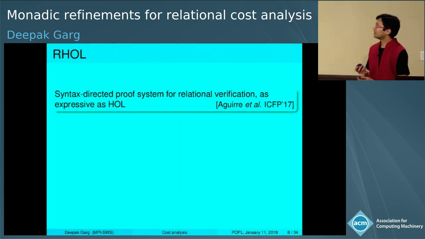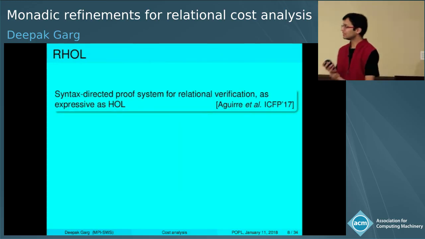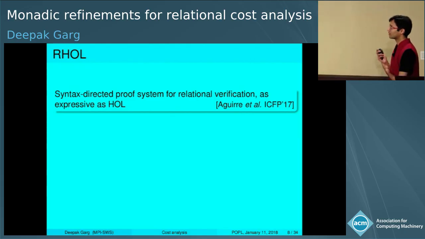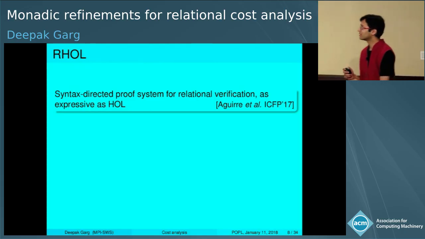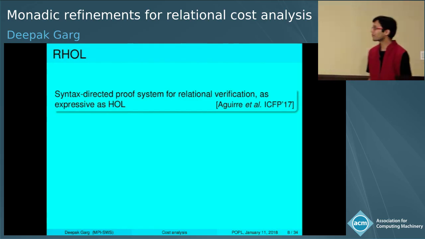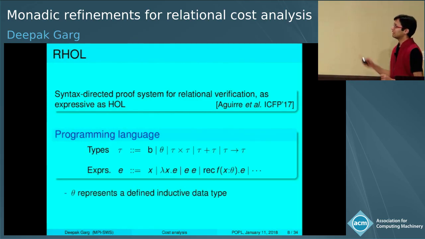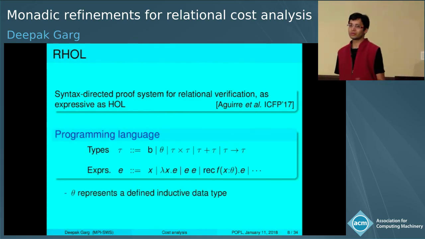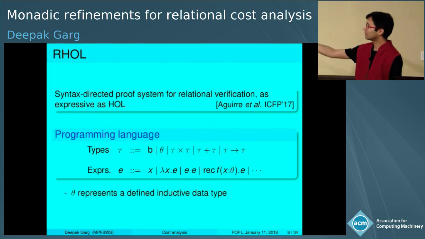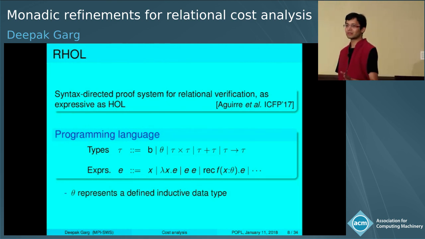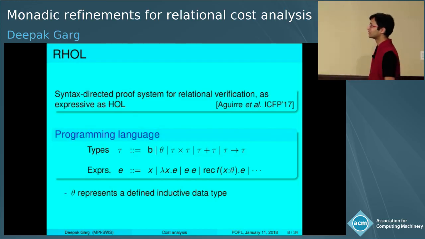Okay, so let's start with RHOL. This is a syntax-directed proof system for relational functional verification. It's as expressive as HOL. Here's how this works. The programming language we will work with is a lambda calculus, a simply typed lambda calculus. Actually, you have all the usual types. In particular, note that theta here denotes an inductive data type, an arbitrary one, and this we throw in because we want to write interesting programs.